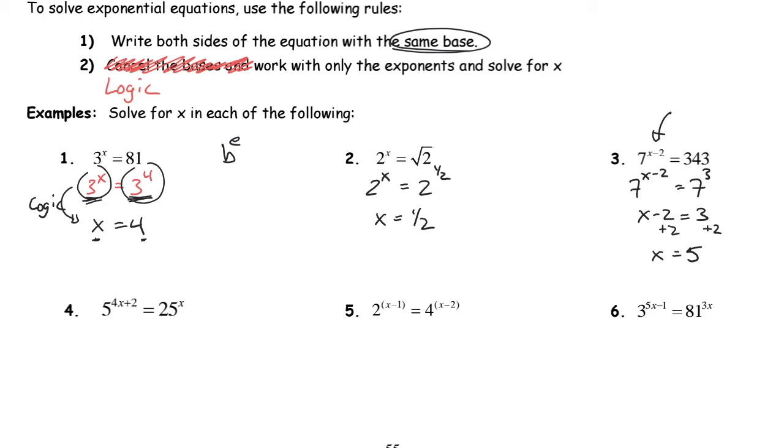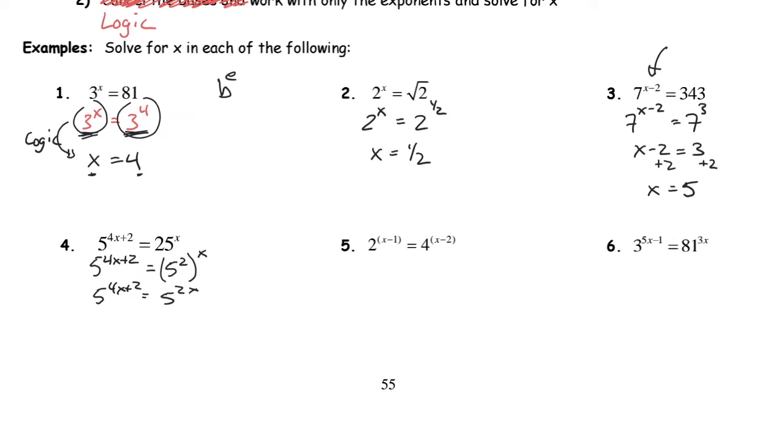In this next row, I've got 5 to the 4x plus 2. There's really not much I can do with that. But the 25 can be written as 5 squared to the x. And so we get 5 to the 4x plus 2 is equal to 5 to the 2x. Just move this up just a little bit here. And then I've got power equal to power. The bases are the same, so I know the exponents must be the same.